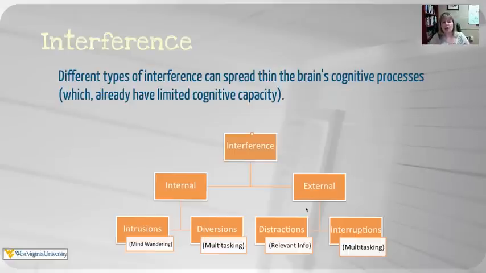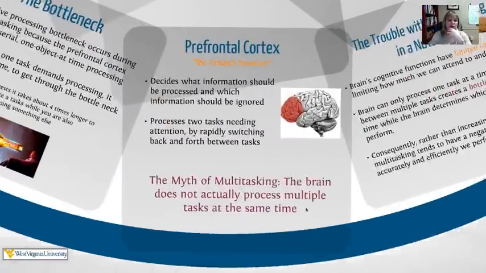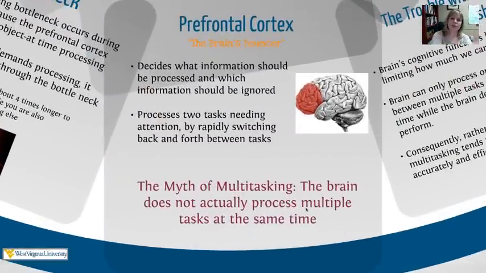So again, just to put this all in perspective, we've got severe brain limitations, and we also have this extreme sensitivity to interference. All of this makes it really difficult for our brain to figure out what it needs to be processing. The job of prioritizing what needs to be processed falls on the brain's prefrontal cortex. I should have put a picture of some sort of bouncer. They call the prefrontal cortex the brain's bouncer, because what it does is decide what information should be processed and what information should be ignored.